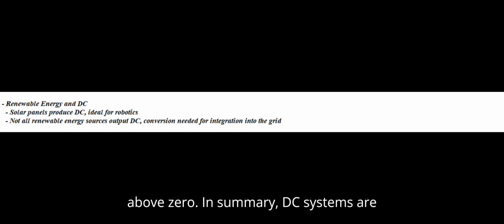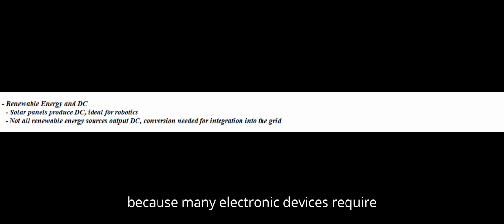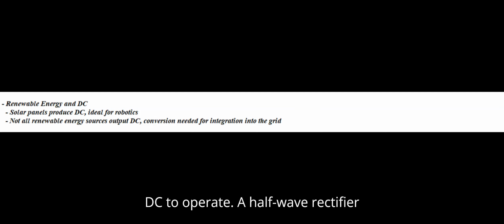In summary, DC systems are lighter, cheaper, and more efficient for many applications, especially in robotics and renewable energy systems. Converting between AC and DC is essential in integrating these systems with the broader electrical grid. Converting AC to DC involves turning alternating current into direct current. The point of an inverter with built-in rectification is to convert AC to DC, which is essential because many electronic devices require DC to operate.